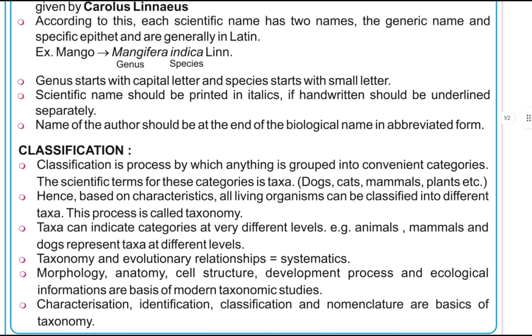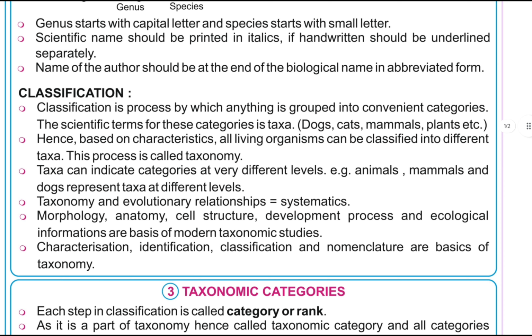According to this, each scientific name has two names, the generic name and the specific epithet, and they are generally in Latin. Example: mango, Mangifera indica Linn. Genus and species: genus starts with a capital letter and species starts with a small letter. Scientific name should be printed in italics. If handwritten, the two words should be underlined separately. Name of the author should be at the end of the biological name in abbreviated form.